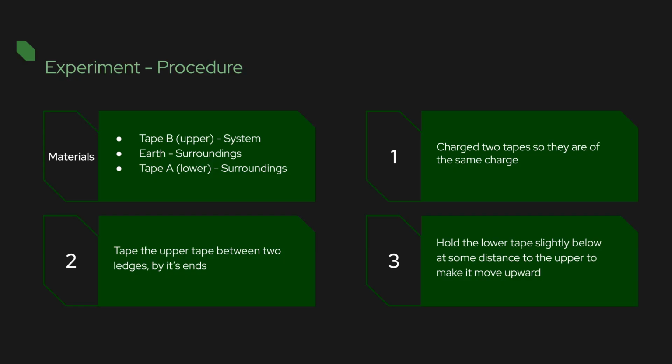For this experiment, we had tape B, the upper tape, which is part of the system, the Earth, which is part of the surroundings, and tape A, the lower tape, which is part of the surroundings. Step 1, we charge the two tapes so they are of the same charge. Second, we tape the upper tape between two ledges by its ends to not dissipate any charge. And lastly, we held the lower tape slightly below at some distance to the upper to make it repel upwards.